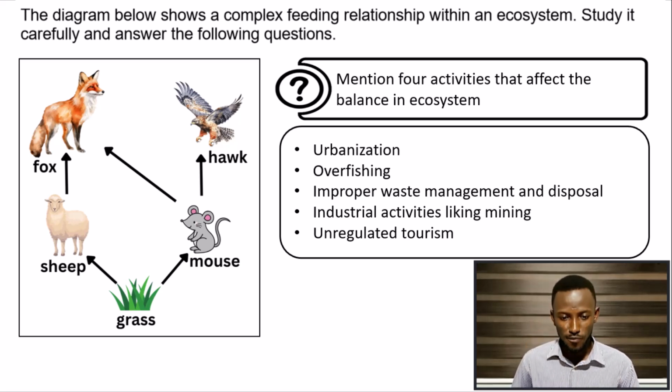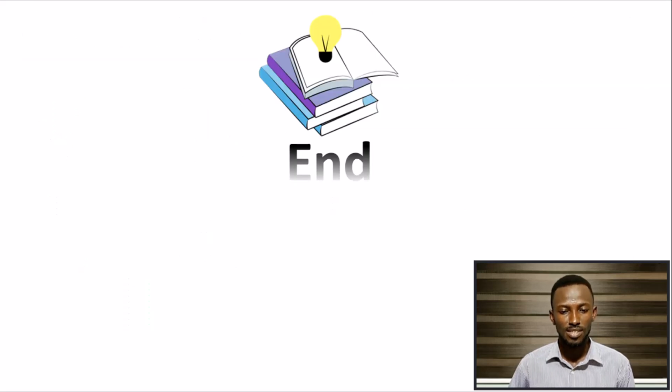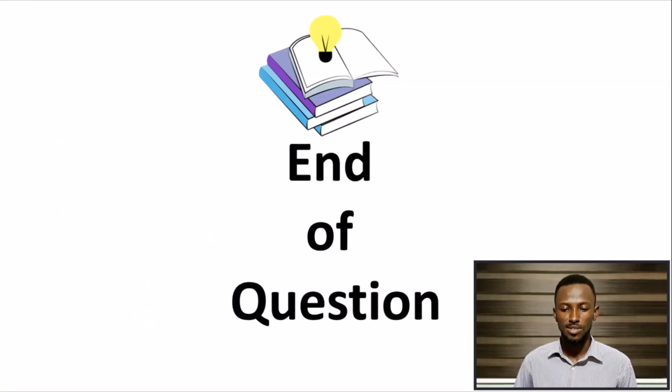And then we have overfishing. Overfishing can also affect the ecosystem. And then we have improper waste management and disposal of waste, and industrial activities like mining, and then unregulated tourism. All of these can affect the ecosystem, and in the long run cause damage. So sad, eh? So this brings us to the end of this particular lesson, this particular question.